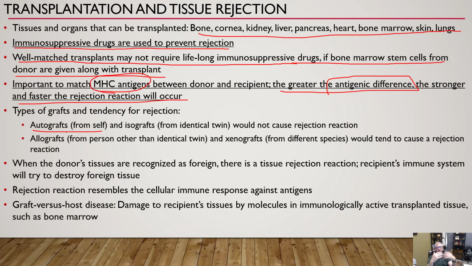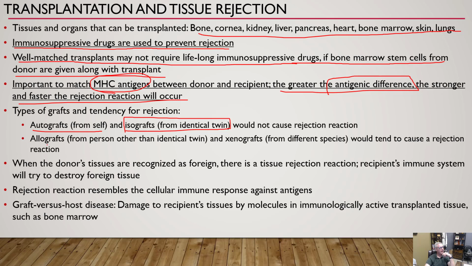Now, if you have an identical twin, that's going to be the next best thing, because your identical twin has the same DNA as you. So you're not going to have an MHC mismatch or an antigenic difference. So when we have that graft, if your identical twin donates something to you, that is called an isograft. And because it's your DNA from you to you, or from your identical twin to you, those would not cause any type of rejection reactions. Now, if you have a donated organ from someone else other than your identical twin, that would be called an allograft.